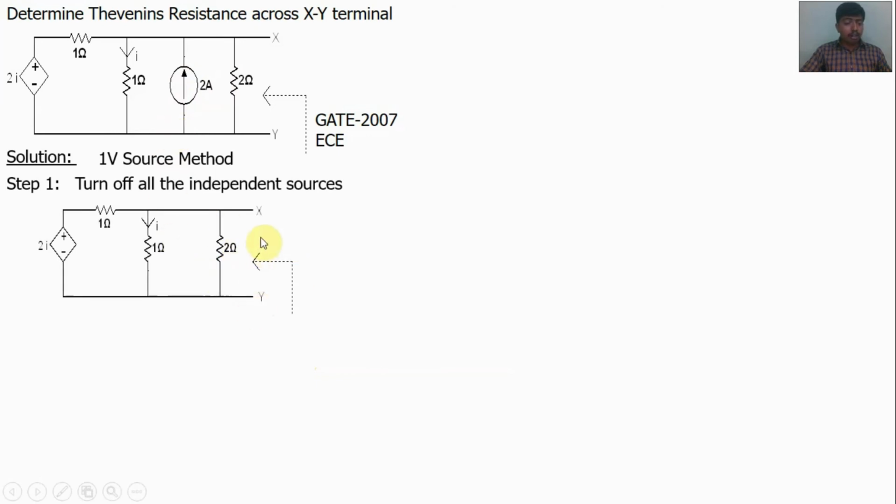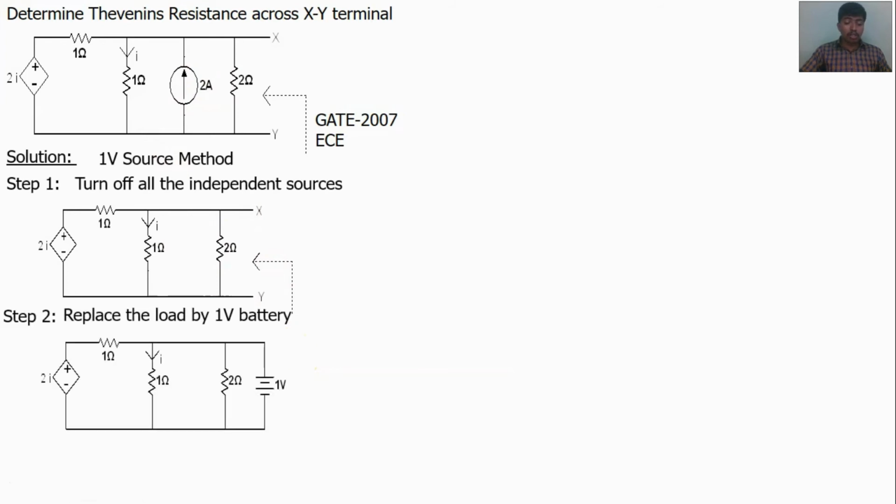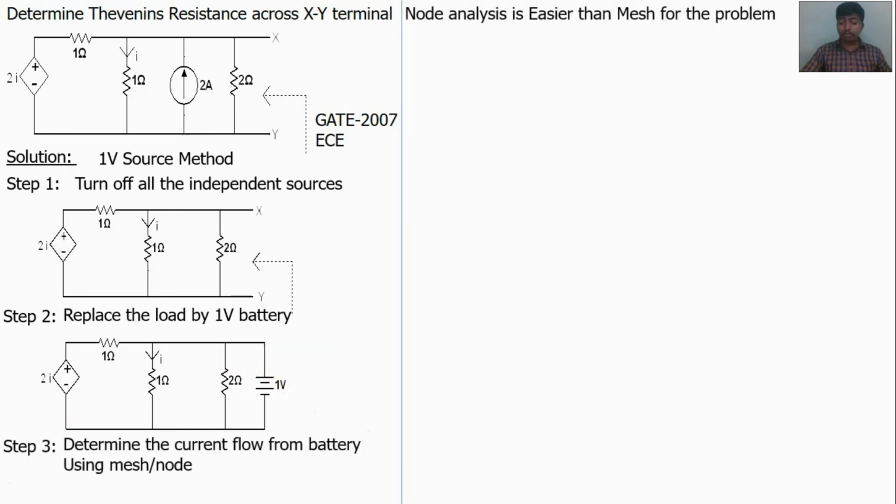Okay. For the calculation of Thevenin's resistance between XY terminals, we have to connect 1 volt battery across XY terminal. That is step 2. Now the circuit will become like this. Third step, for the calculation of Thevenin's resistance, we have to find the current outflow from the battery, IS, by using mesh or node analysis. Here in mesh, 3 loops are there, but only 1 node is there. So node analysis concept is much easier than mesh for this problem.